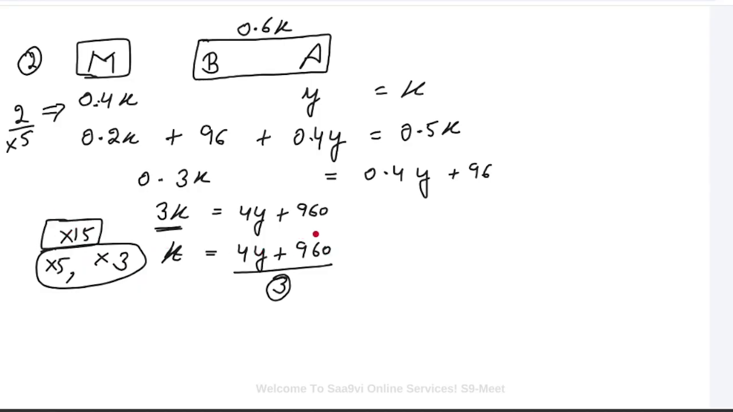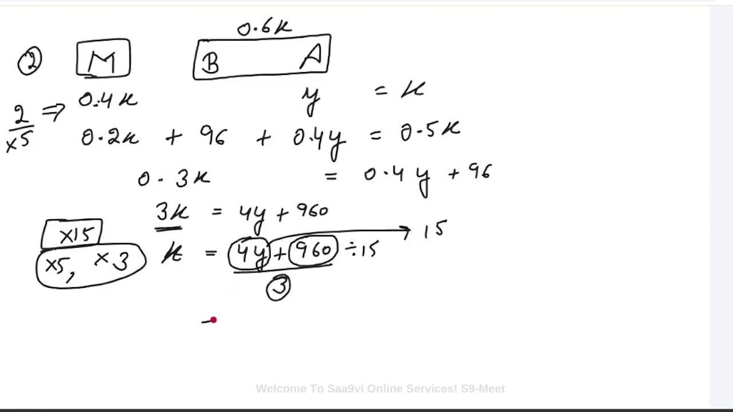Now this 960 is already a multiple of 15. If I divide it by 15, I get 15 into 64, that is 960. That means 4y should also be divisible by 15, a multiple of 15. Now 15 into 2 is 30, 15 into 3 is 45, 15 into 4 is 60. That means y should be 15.